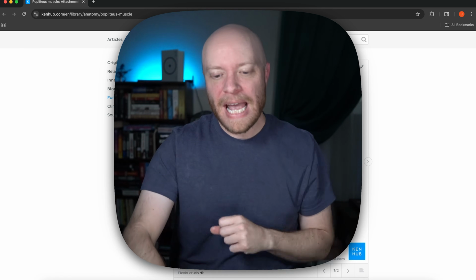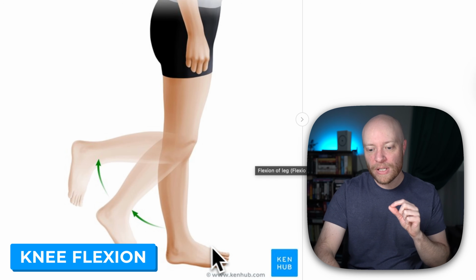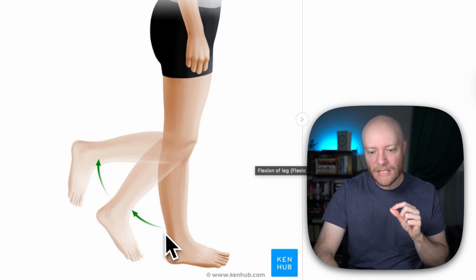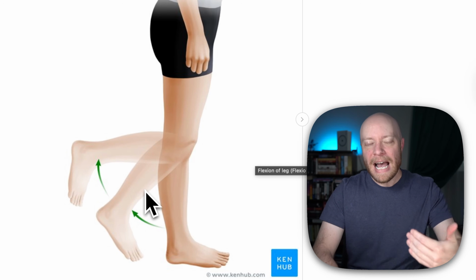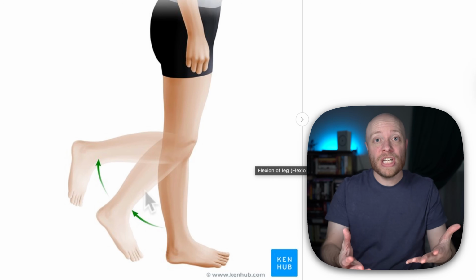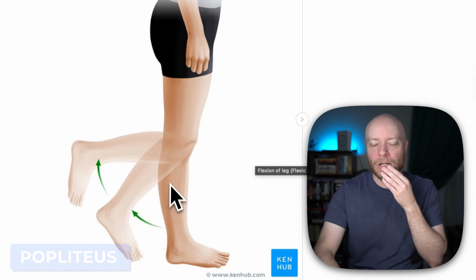And for this action here, which is called knee flexion, you can see the foot is on the ground here, and then we can see these arrows coming up into this position. This is flexion of the knee. This action is initiated by the popliteus muscle. And that's exactly what we're going to be looking at today.